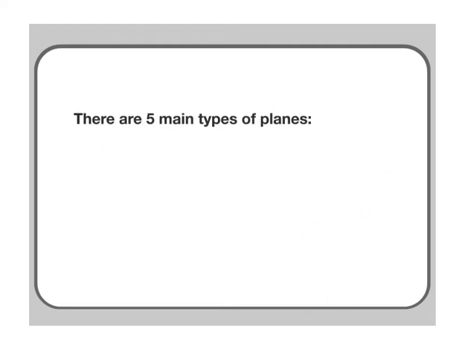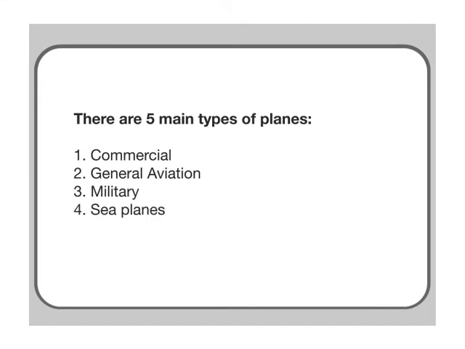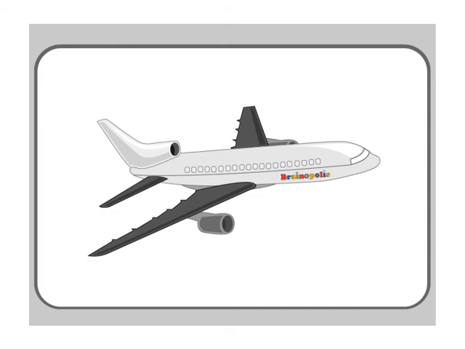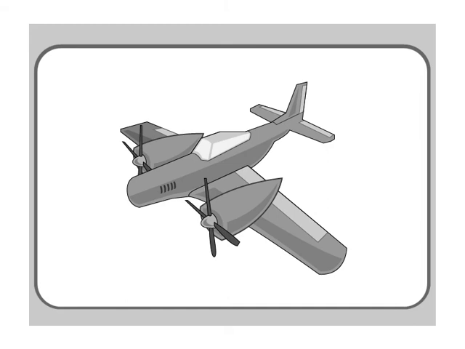There are 5 main types of planes: commercial, general aviation, military, seaplanes, and special purpose planes. There are commercial jets with up to 4 engines. 90% of commercial planes have 2 engines because they are cheaper. Most general aviation planes have 2 to 6 seats and 1 engine.